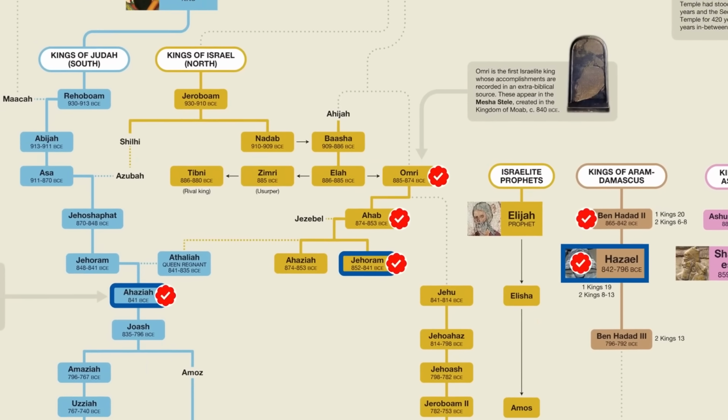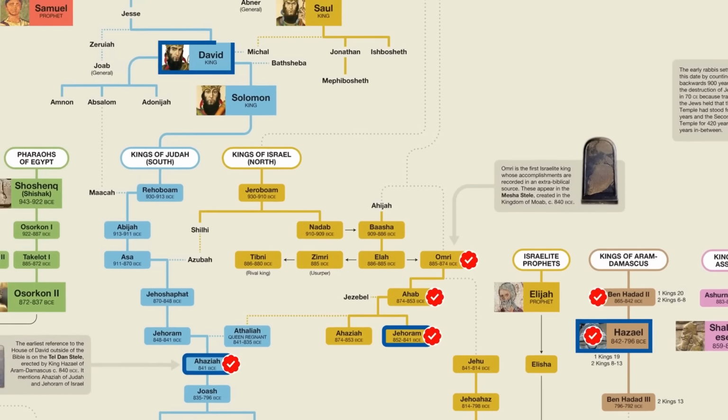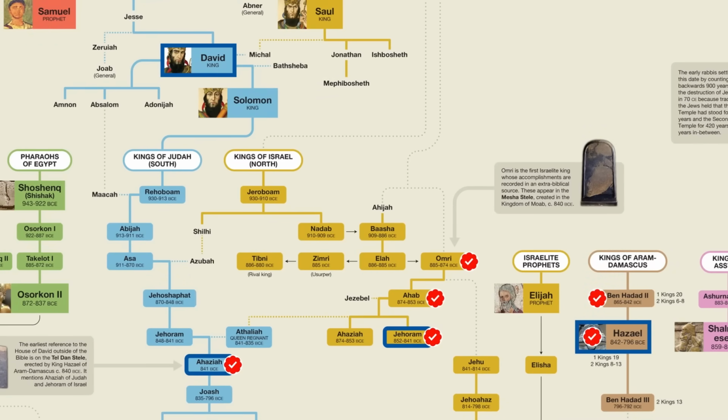However, please note that the Tel Dan stele does not reference King David specifically. Rather, it simply references the house of David, Ahaziah being a member of that house and a descendant of David who reigned approximately 130 years after his death. So again, take note, the Tel Dan stele is not a contemporary record of David, nor does it give us any information about any events that occurred during David's lifetime.